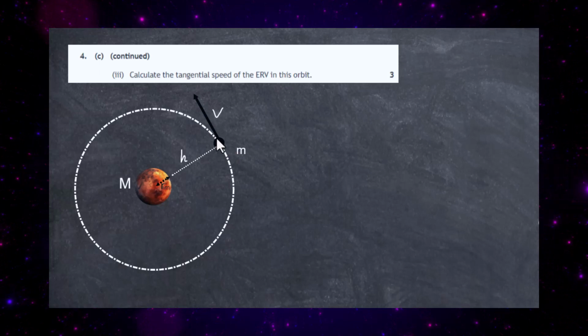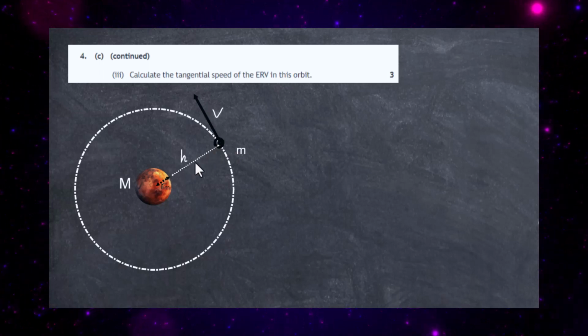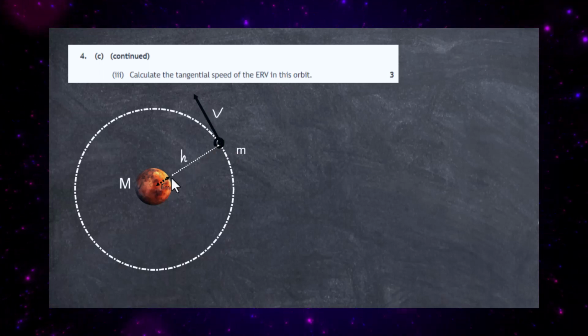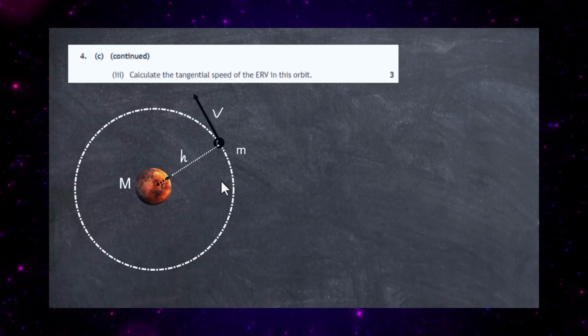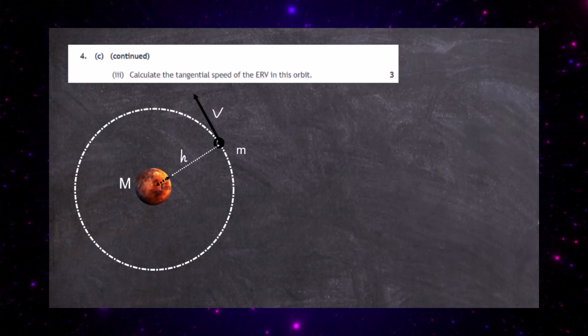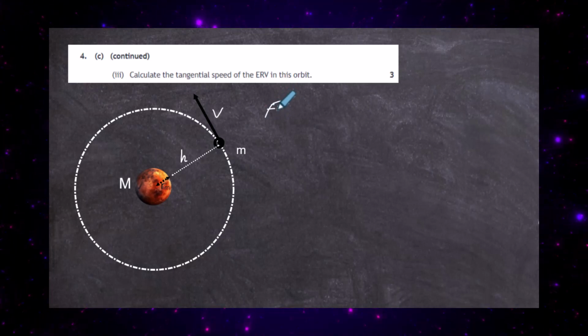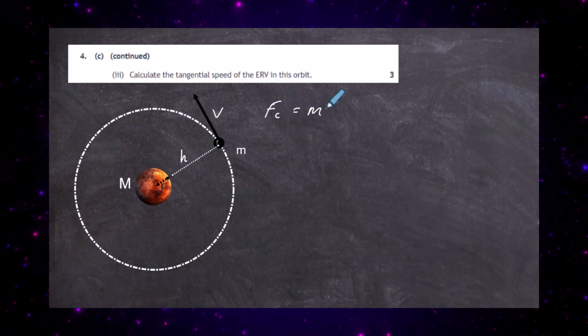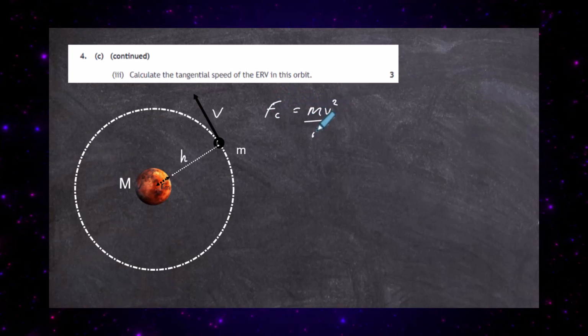We've got its tangential speed, and it's got a height above the surface of h, and of course we've got the radius of the planet r there like that. So it's got a centripetal force acting on it to keep it in an orbit, and the centripetal force, which we'll call Fc, is equal to simply mv squared divided by r.